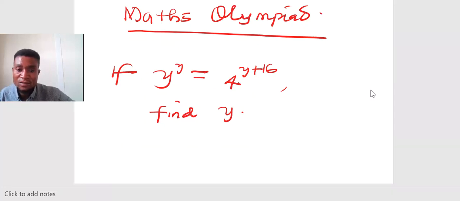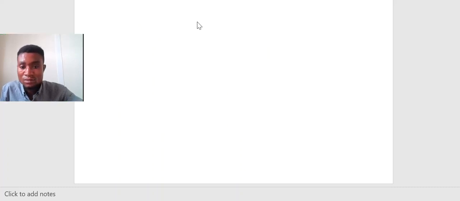All right, we have a question here that we will solve. If y to the power of y is equal to 4 raised to the power of y plus 16, find the value of y. All right, so let's quickly go to the solution.